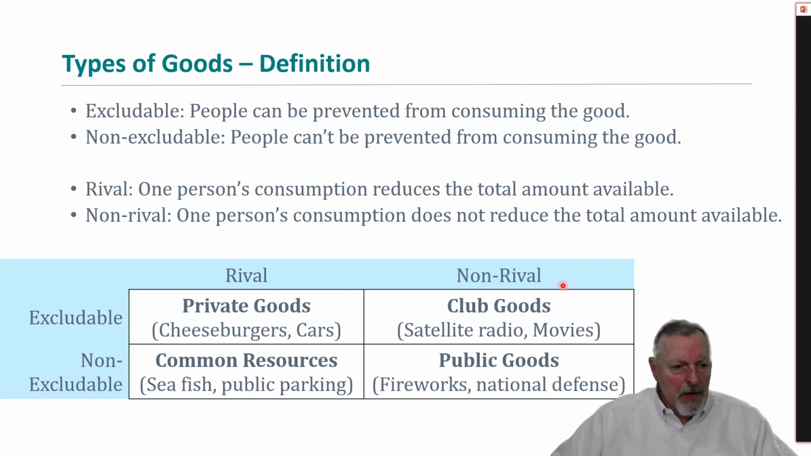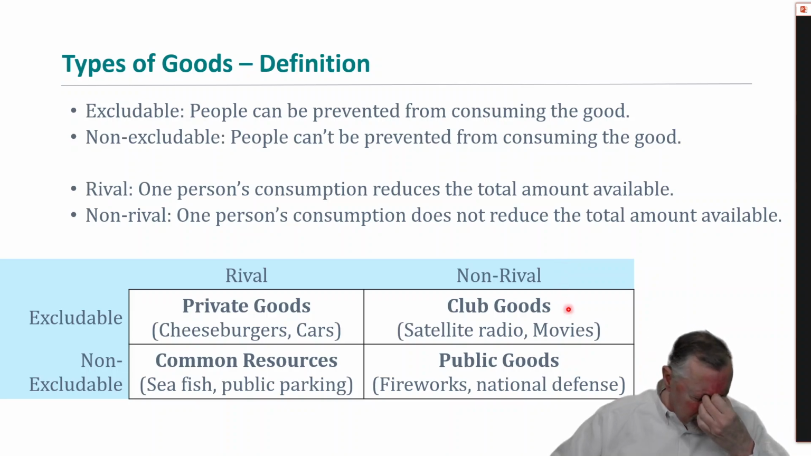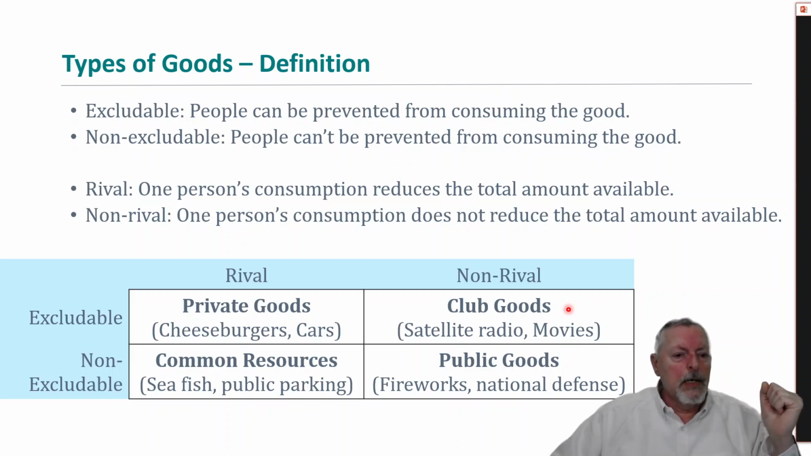Now, goods that are non-rival but are excludable. These are club goods. An example, satellite radio, movies. I think cable TV is an easy example. It is excludable. If I don't pay my bill, they turn it off. But it's not rival. If I watch HBO, it doesn't mean there's less HBO for you to watch.